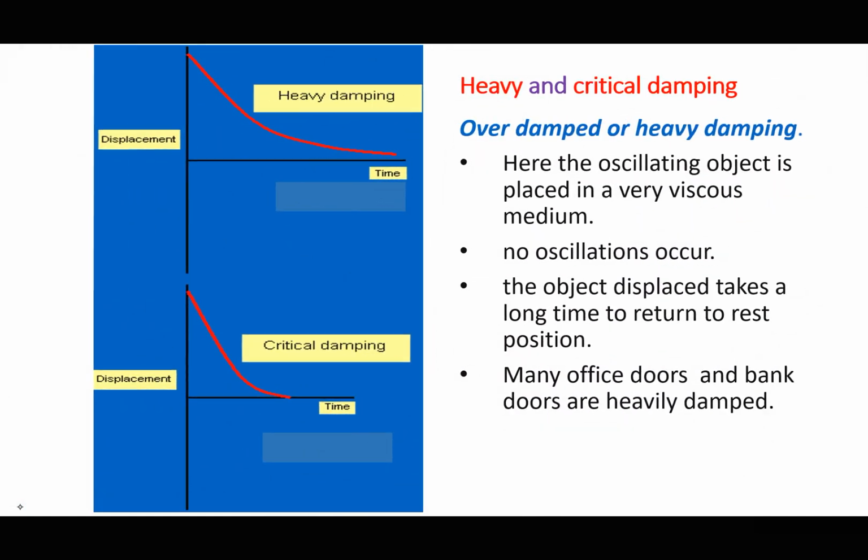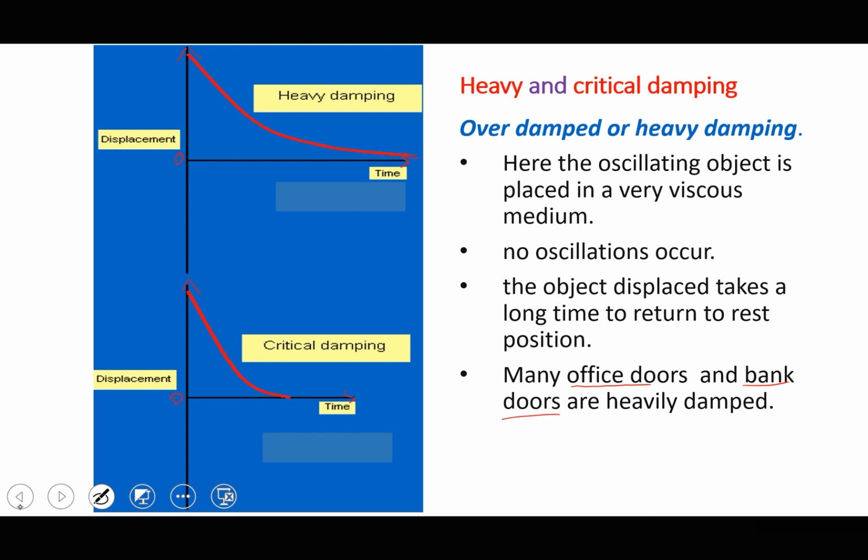Then let me first go back slightly. The other one is critical damping. I want to also briefly talk about critical damping. The other type of damping is the critical damping, which I've just shown here. What is special about critical damping, and what distinguishes it from heavy damping? When you compare the graph of displacement against time for both heavy and critical damping, you will notice that for critical damping, still there are no oscillations. No oscillations occur with critical damping.